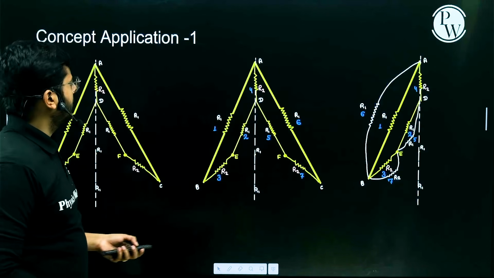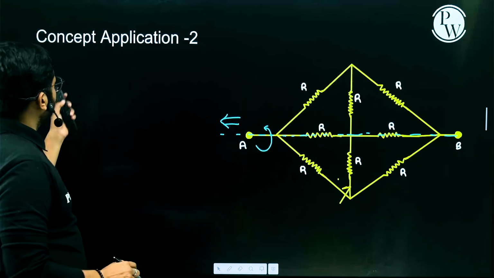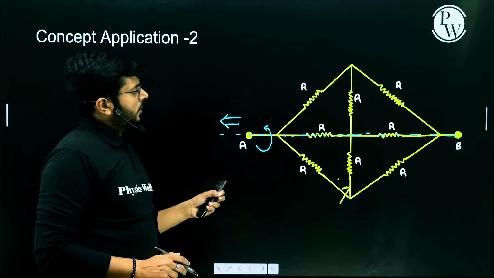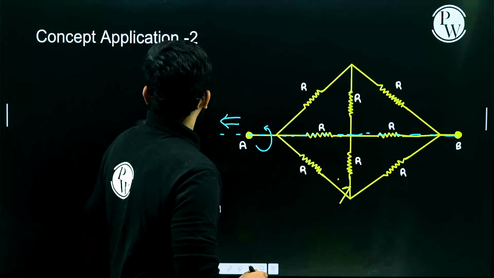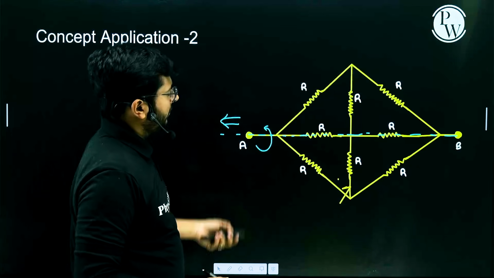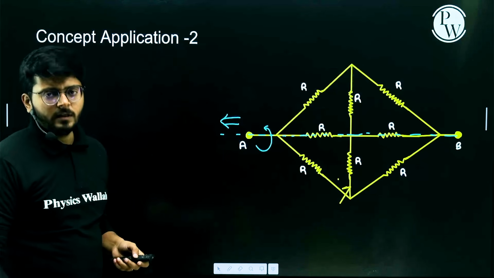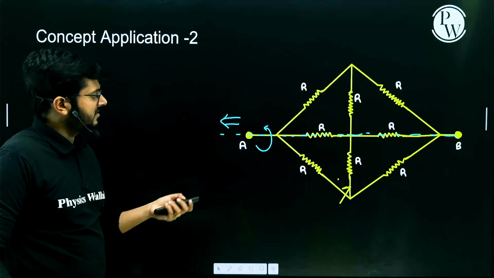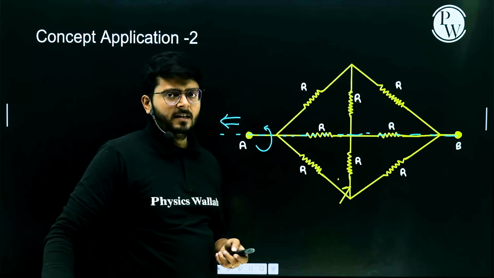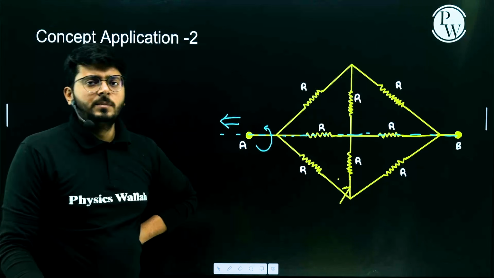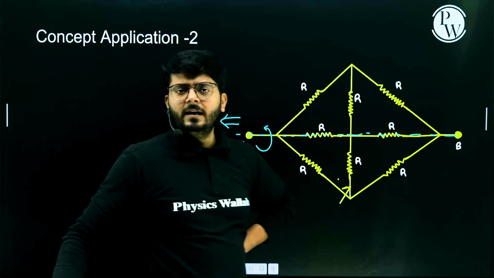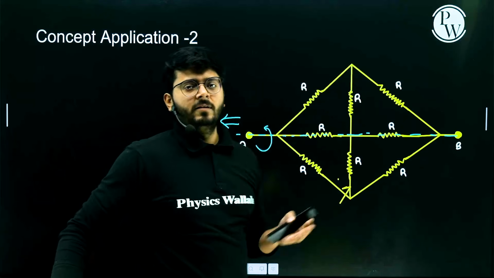Have a look into another problem, right? Look into this question. In this one, what is happening? We have to find out something, right? What we have to find out in this particular question is the net resistance between A and B, right? We have to find out what will be the net resistance between A and B. So very easily we can do that.